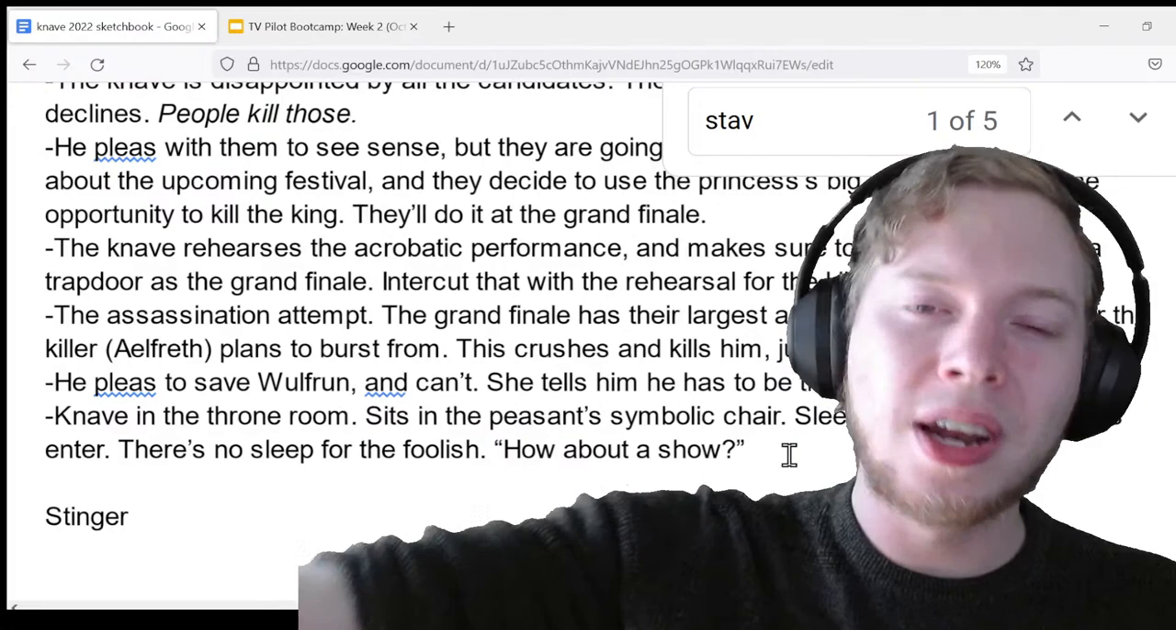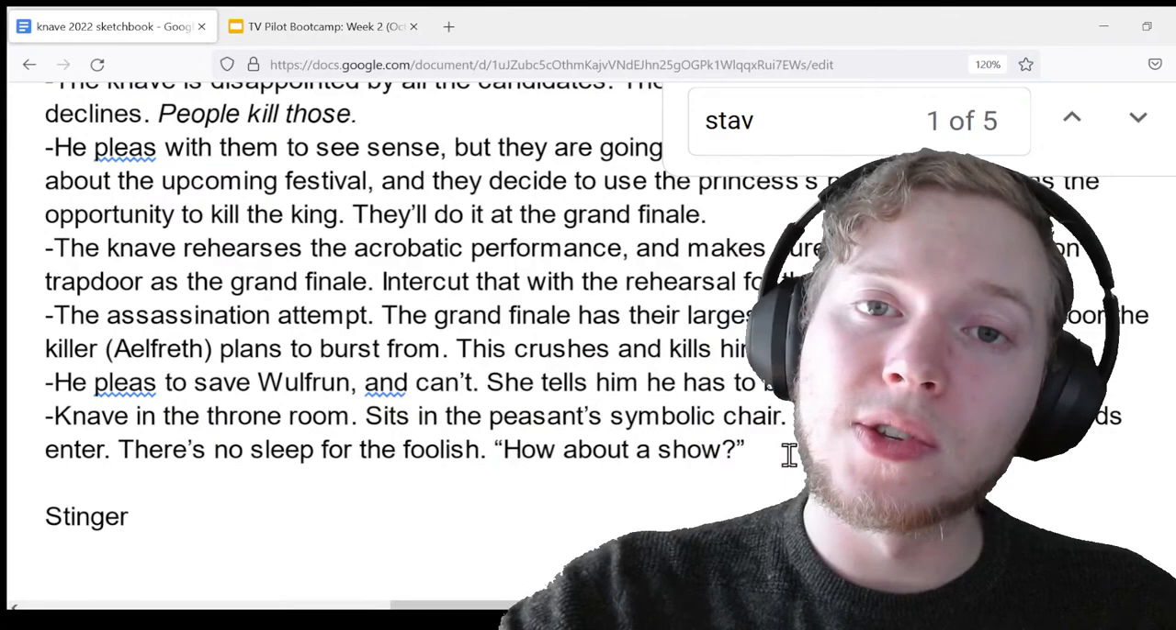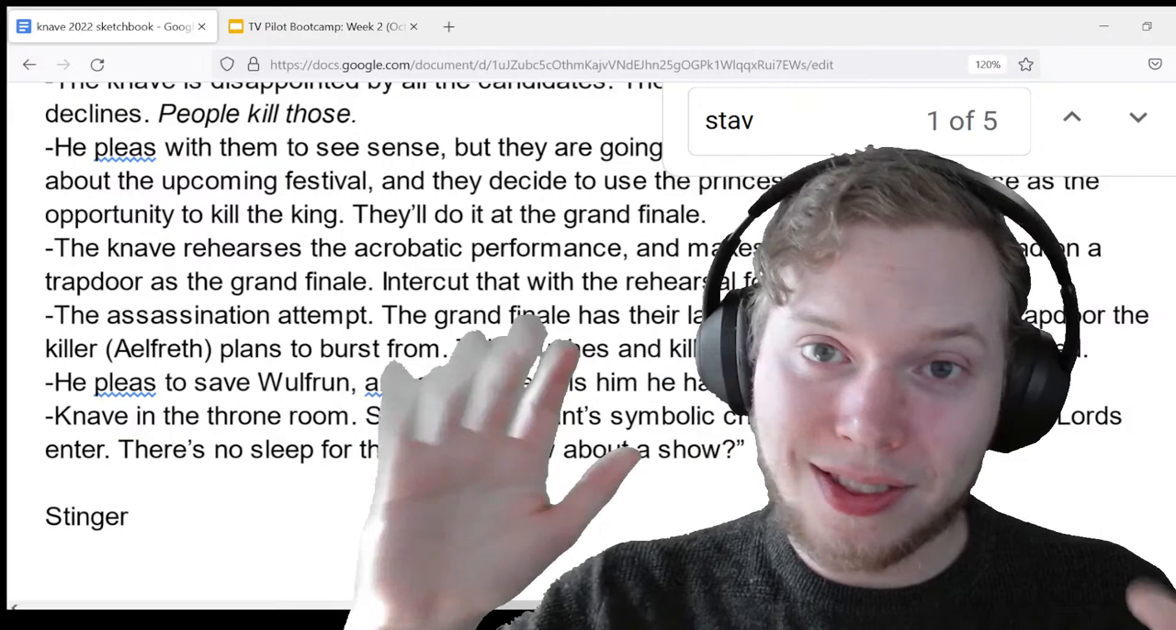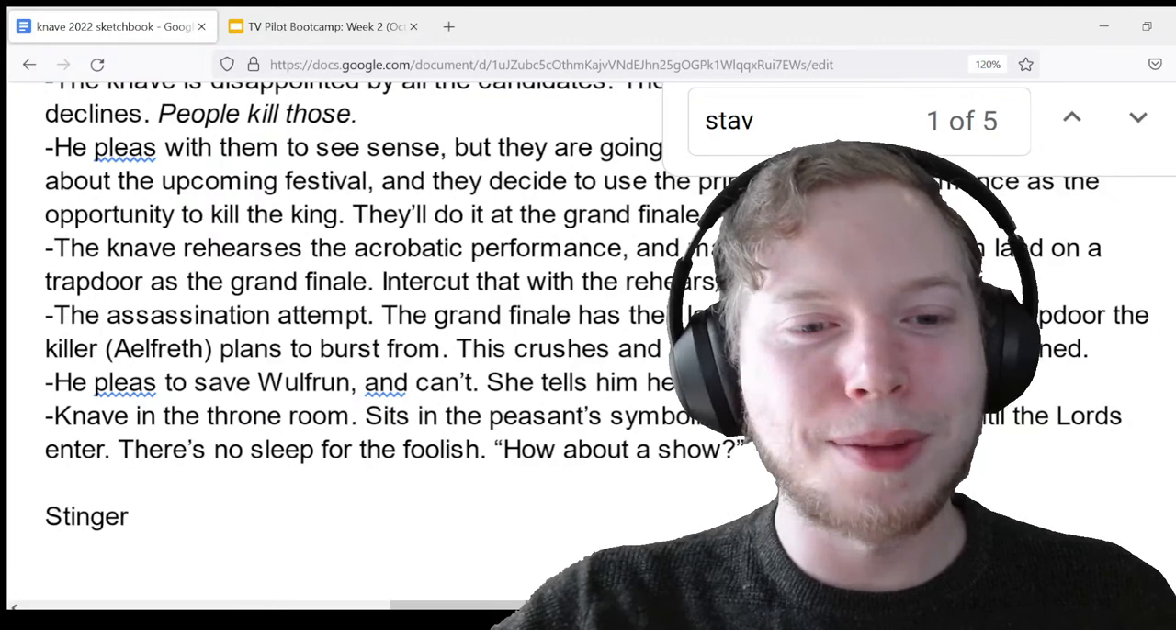He's ready to finally fall asleep at last, because remember, our main problem was he is trying to keep things running smoothly, but he is developing insomnia from all the stress of keeping this together. He's going to finally fall asleep until the king and the lords burst into the throne room in the middle of the night. They're getting ready to start an invasion or a war or something. And they're like, what do you think, knave? And he's just like, how about a show?